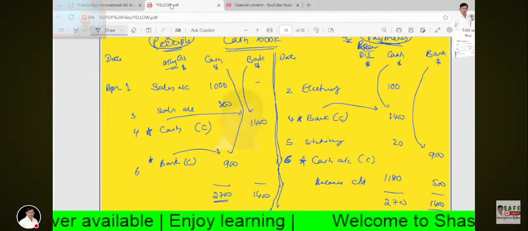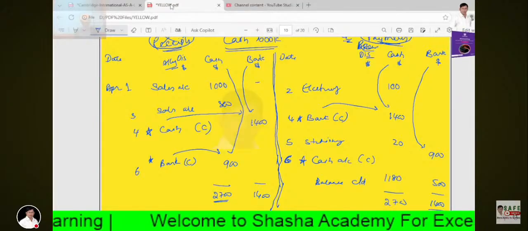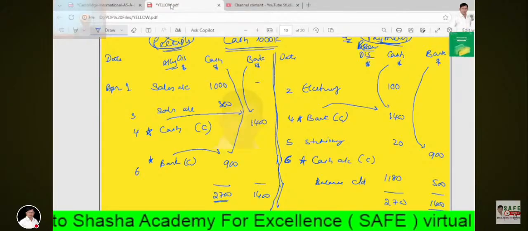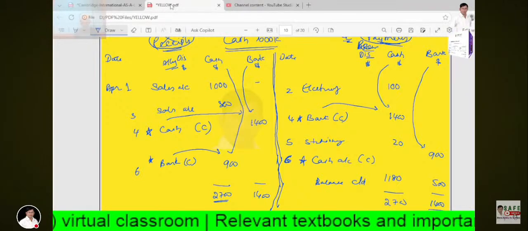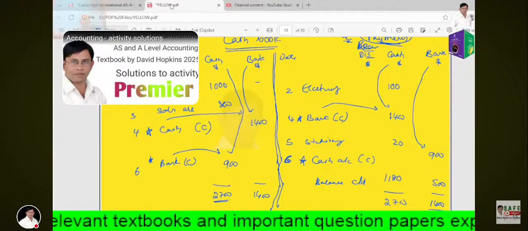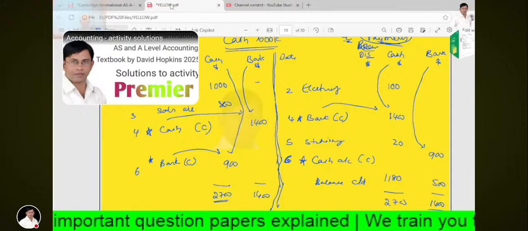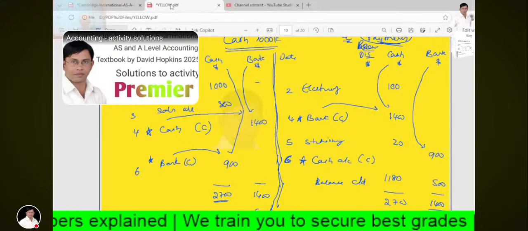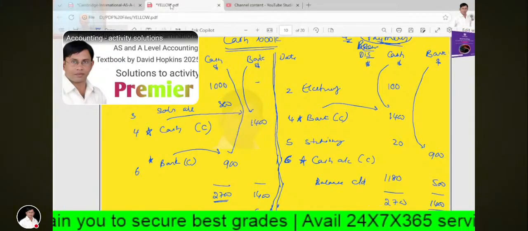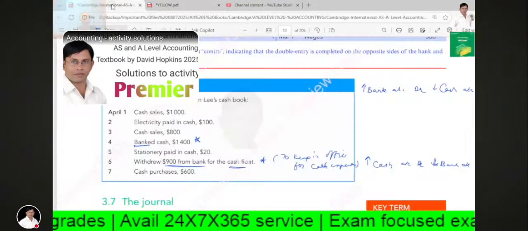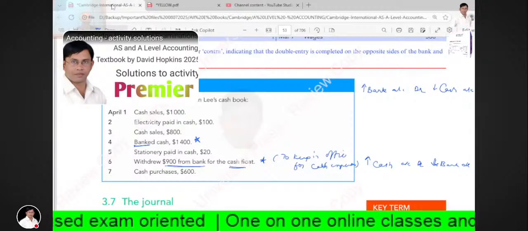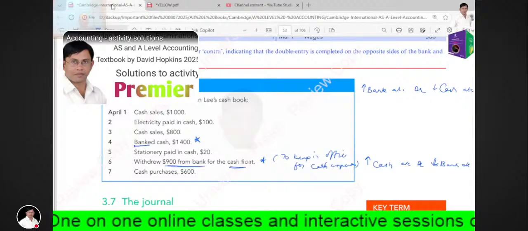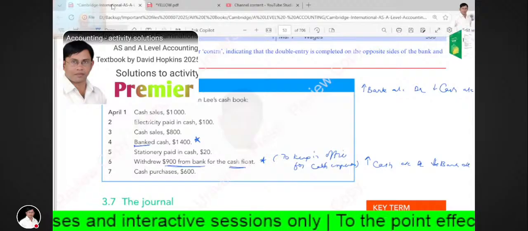Okay, so here balance brought down. Whatever is carried down here will be brought down here. So 1180. So this one is 500. So this is how it is. So this is the end of this activity 3.2. Okay. So let's catch up in the next class. Till then, have a good day.